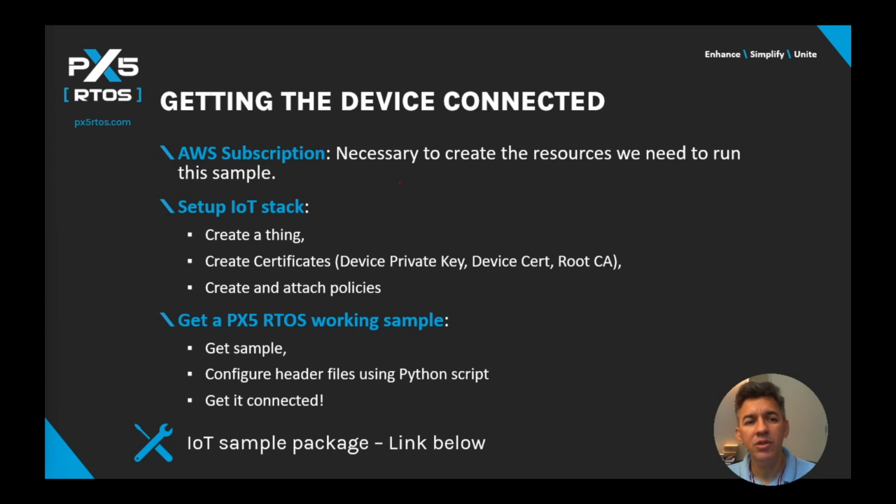Now let's take a look at the resources we need to get this device connected. The first one is an AWS subscription. Then we're going to be setting up the IoT stack. When we create a thing, then we'll need to create all of the certificates, and we need to create and attach policies. Then we'll get this PX5 RTOS working sample, getting the sample, configuring the header files, and don't worry about all of this creation and attaching, because this Python script we're providing has these details for you there. And then we're getting the device connected.